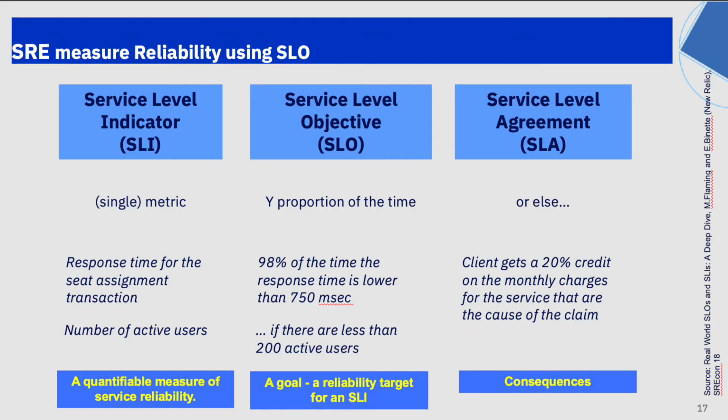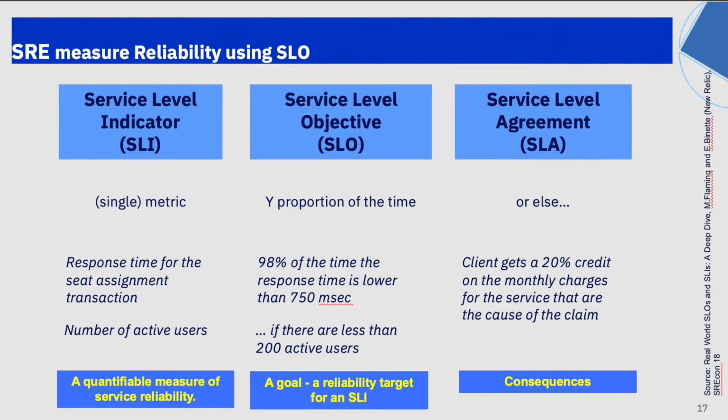Let's look into what SLIs and SLOs are. Service level indicator is a metric that can be quantified. Latency, availability, durability, freshness of data are some of the examples. Service level objective is the goal that we set for that indicator. For example, the home page load for my application should be less than 100 milliseconds.